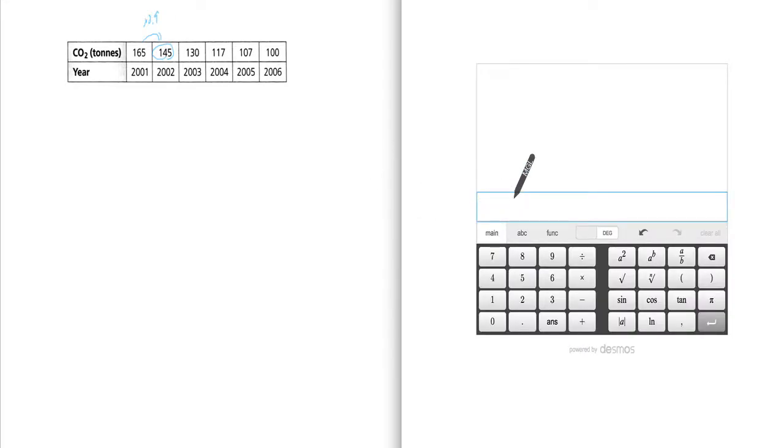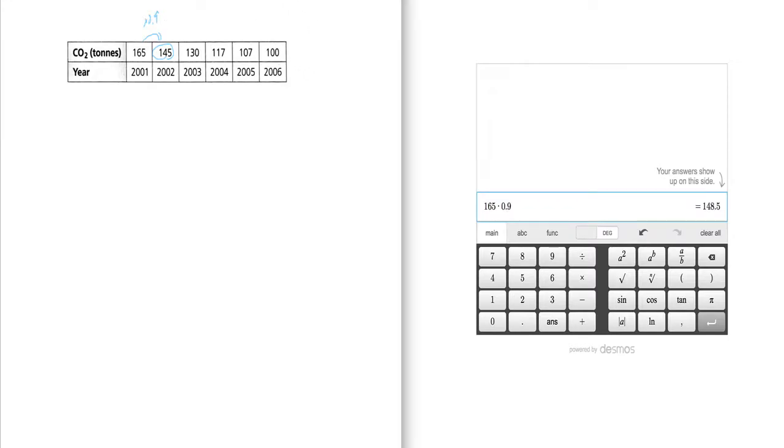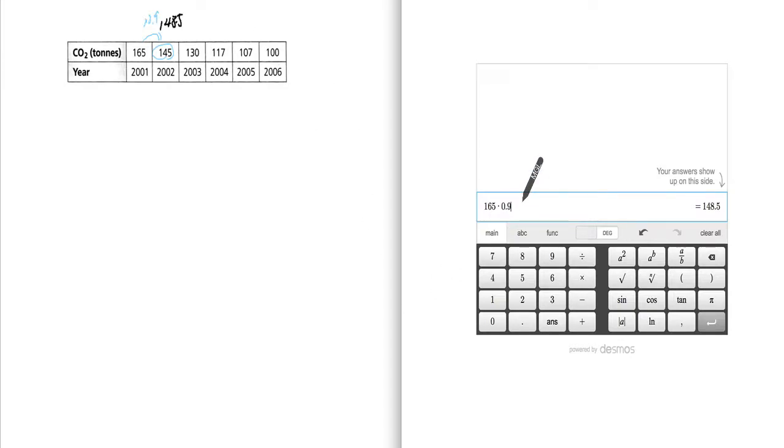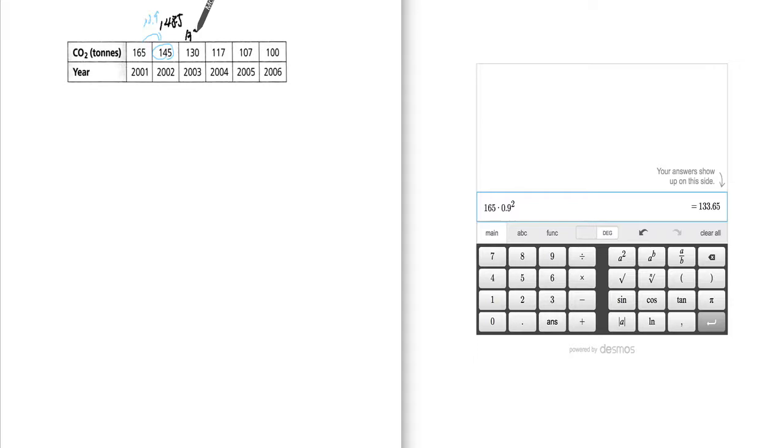So I can actually punch it in here, 165 times 0.9. This is the Desmos calculator. You get 148.5. And then if you multiply that by 0.9 again, that's the same thing as squaring it. So this should be 133.65, right? And so on.